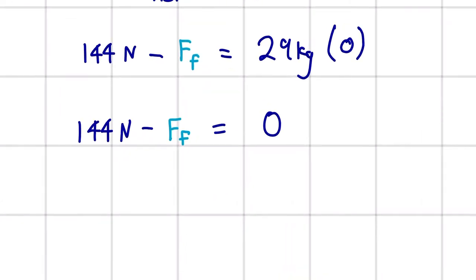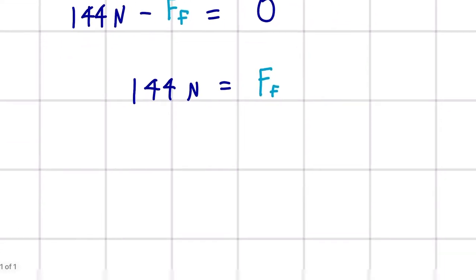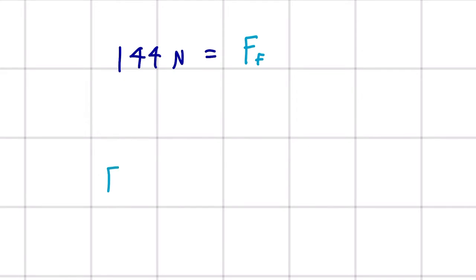So all we have to do is rearrange this equation to solve for the force of friction. So I'm going to be bringing this to the other side of the equation and changing that negative to a positive. So 144 newtons is equal to the force of friction. And just writing that out once again, the force of friction therefore is equal to 144 newtons.